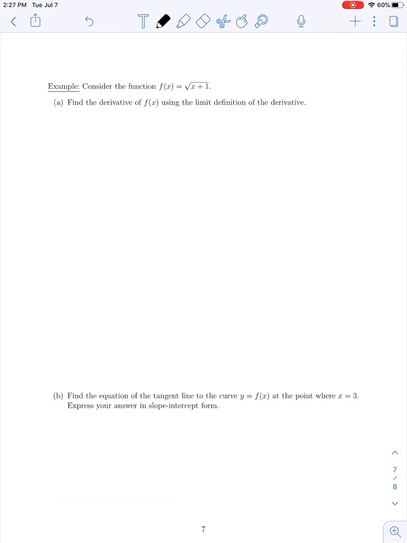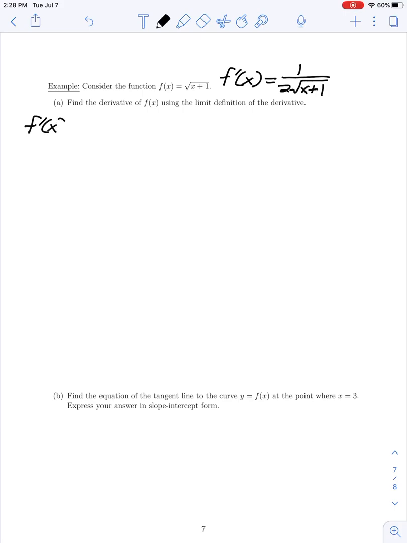So let's look at another example. In our next one, we're given the function f of x is the square root of x plus 1. Now, if you've taken calculus before, you might be able to find your derivative as 1 over 2 times the square root of x plus 1. But in part A of this example, we're told that we need to find the derivative using the limit definition of the derivative. So let's see if we can derive this formula for that derivative.